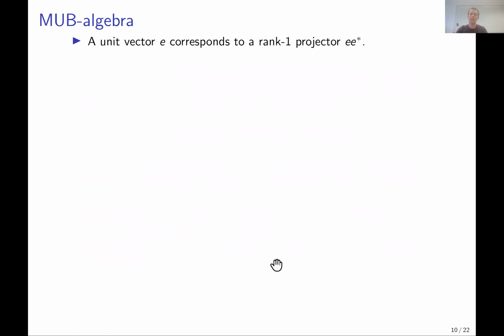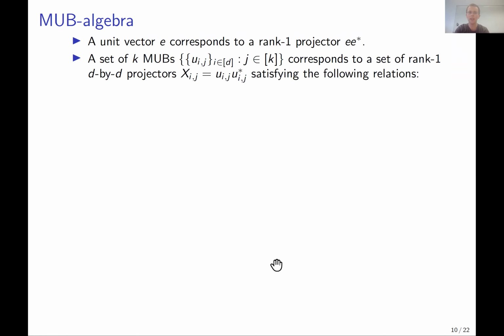Okay, so now let me actually get into this formulation of Navascués, Pironio, and Acín. So they went from the geometric picture of trying to find vectors in C^d to an algebraic formulation. So they went from unit vectors to rank 1 projectors, and then they looked at the algebra generated by these objects. So more formally, suppose you're able to find k MUPs, and let's say that these unit vectors describe these k MUPs.